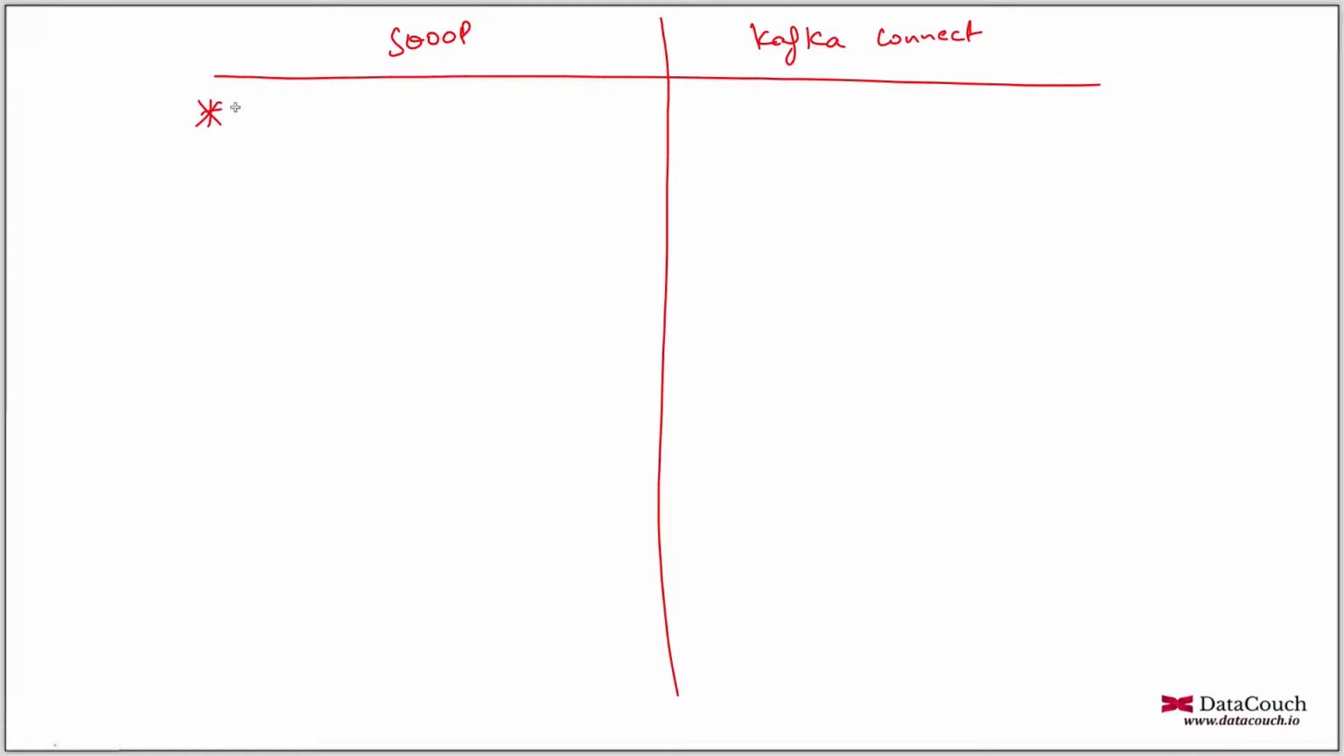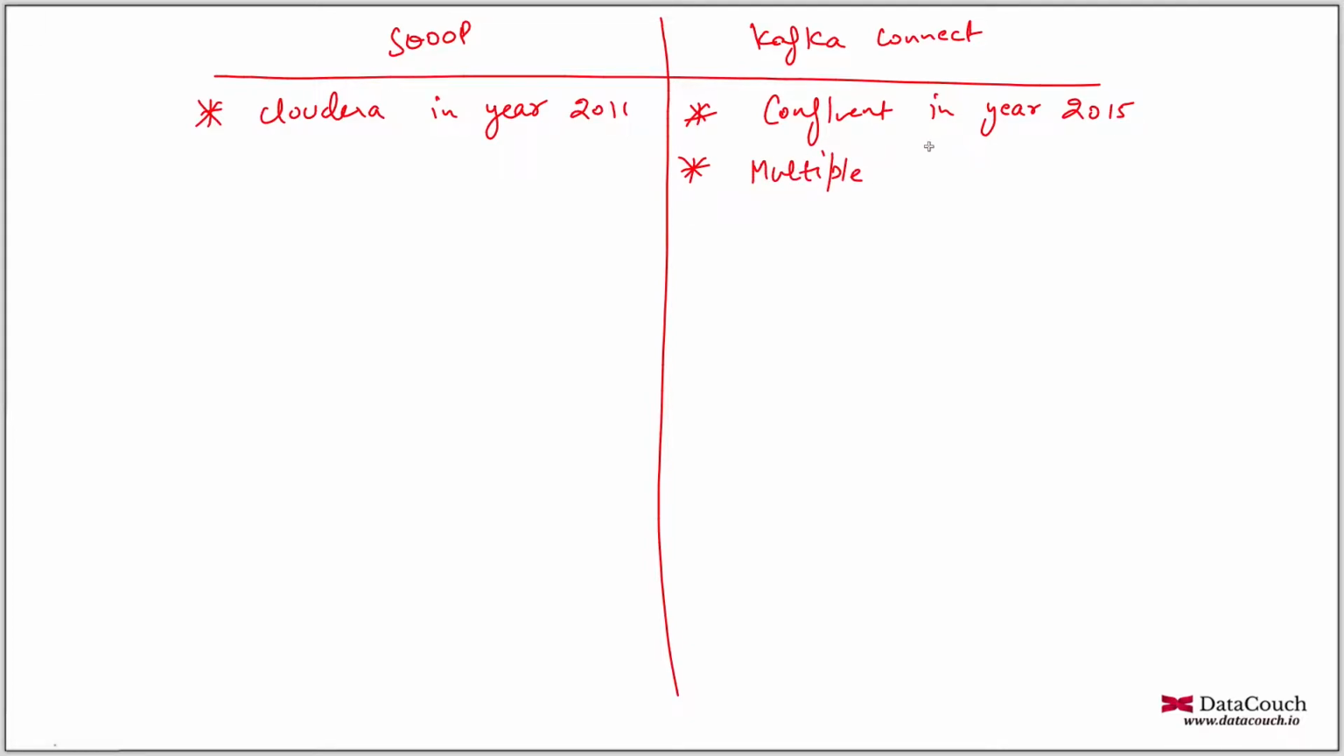Sqoop was developed by Cloudera in the year 2011. Kafka Connect was developed by the community, but Confluent is the main company behind Kafka Connect, along with a lot of open source committers, in the year 2015. We also sometimes call it the Kafka Connect API. Kafka Connect is for multiple external systems.